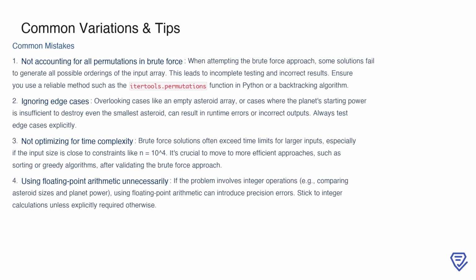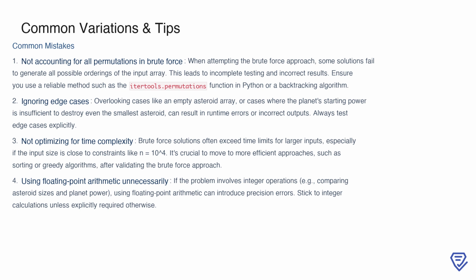Additionally, edge cases are often overlooked, such as an empty asteroid array or when the starting power of the planet is too low to handle even the smallest asteroid. These scenarios can result in runtime errors, so it's essential to explicitly test for them in your code.